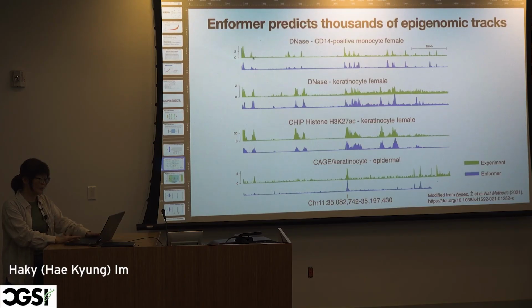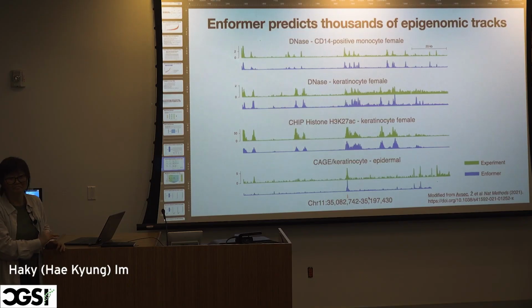So here in green is the experiment, these would be the reads in your experiments. And then in blue is the prediction by Enformer. What do you think? It's very good, right? Yeah.